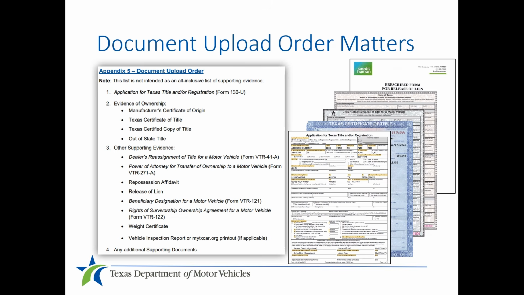If the transaction includes a dealer's reassignment of title or a VTR 41A, it is best practice to upload that immediately after your ownership evidence, since this is considered a supplement to your ownership evidence. Any remaining supporting documents should follow that. When documents are uploaded out of order, the transaction may be sent back. So following this sequence from the start can save a lot of back and forth. Next, there's an important system note related to upload order that we want to make sure you're aware of.